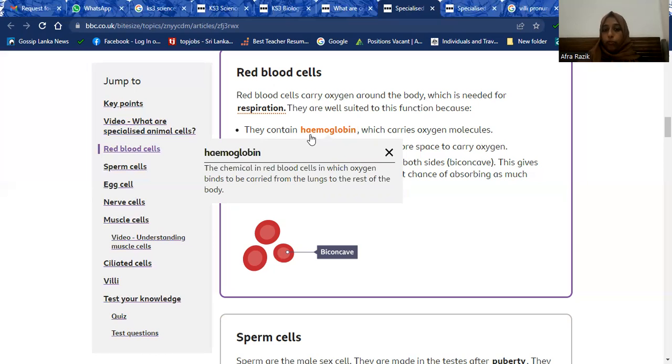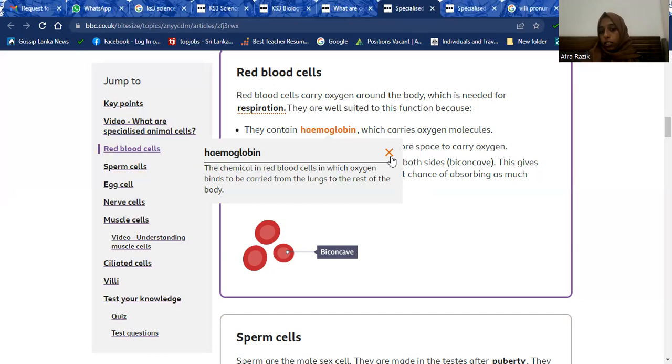That means it's a chemical which helps oxygen to bind, and the red blood cell is the one which carries the oxygen throughout the body, right? They say it is carried from the lungs to the rest of the body. Yes, true. Through respiration, we are inhaling oxygen and exhaling carbon dioxide. The inhaled oxygen goes through our lungs, comes to the alveoli, and through that it goes to the red blood cells, and through red blood cells it is transported throughout the body.